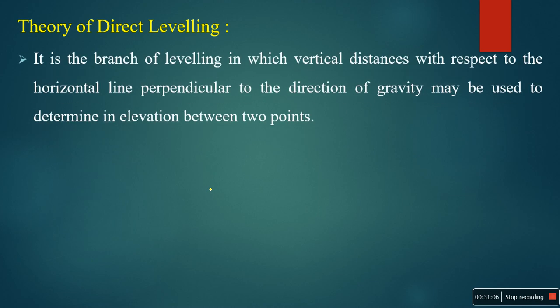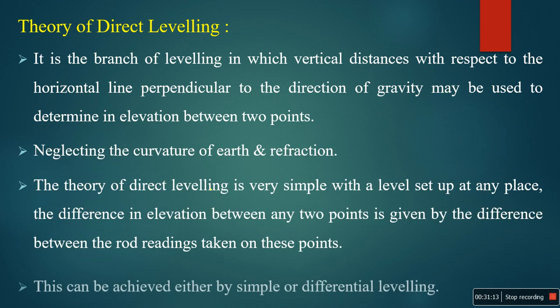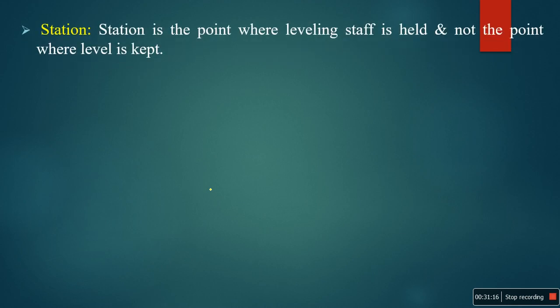The next one is the theory of direct leveling. Before that we'll discuss some basic definitions, that is station, and some more definitions. The definitions we are discussing here are helpful in collecting the field data and entering it in tabular form. Station is the point where the leveling staff is held and not the point where the level is kept.